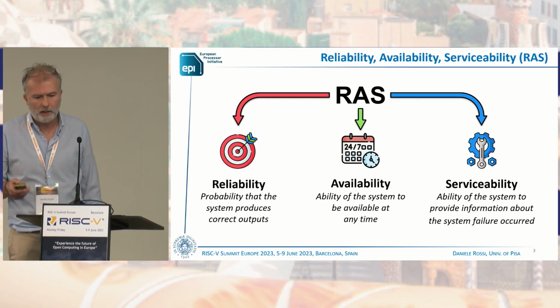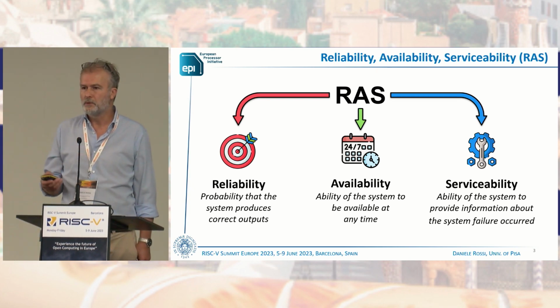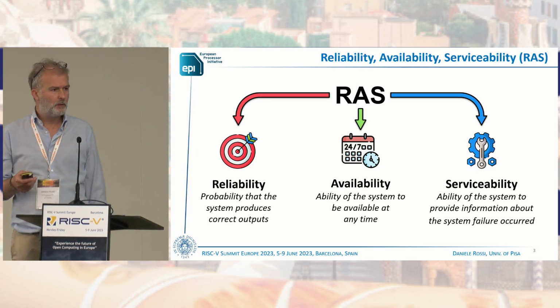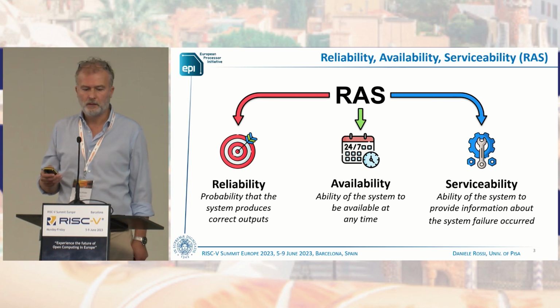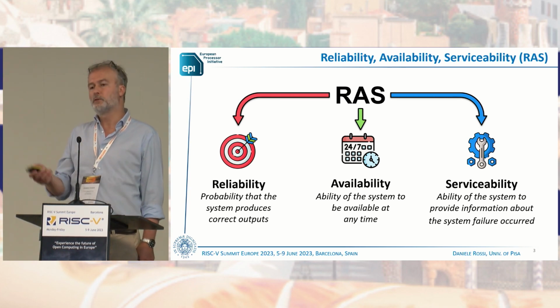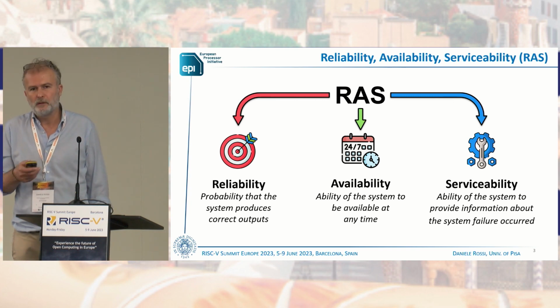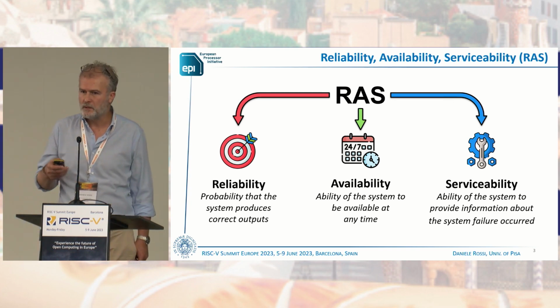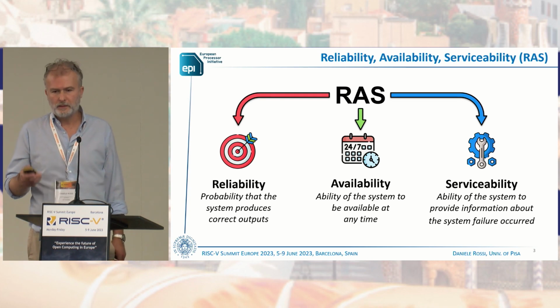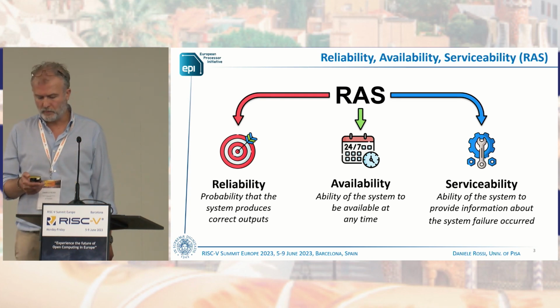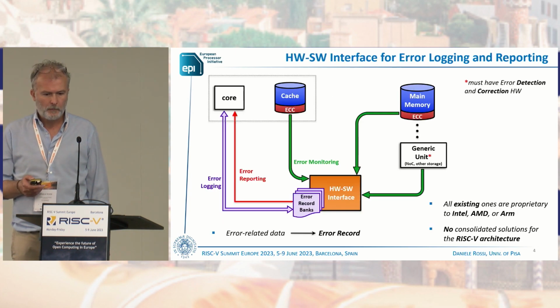Reliability, so the probability that a system produces a correct output over time. The availability, so it's the probability that the system is always available to provide the entire service. And serviceability, which is measured as the time it takes for a system to be maintained and serviced, also taking advantage of the information provided by the system itself.